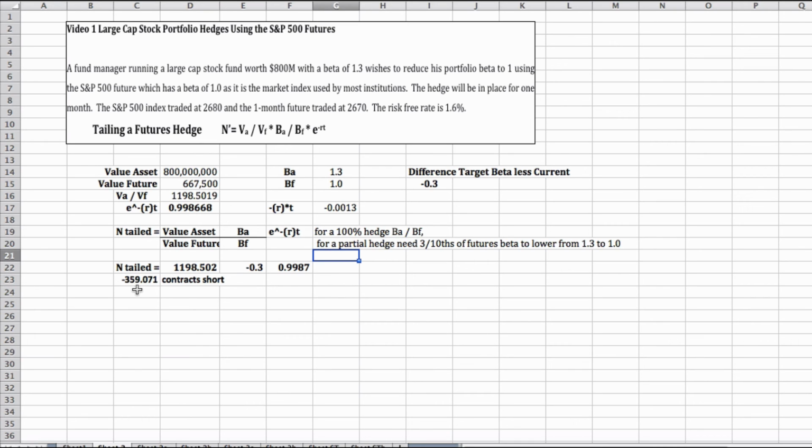And so that's a S&P 500 futures hedge. Very simple formula, value and betas in the numerator for the asset, value and betas for the future in the denominator, just present value, whatever that ratio is. In the case of today's rates being low and only 1 month away, present valuing it doesn't really knock it down that much.